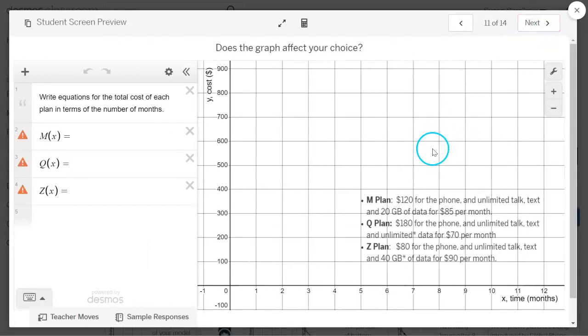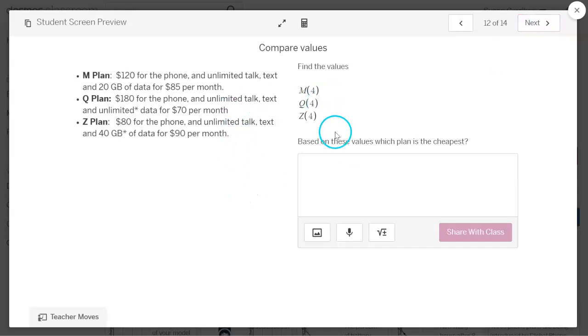And then on this one, they're going to graph the 3 plans here, and your function here is in terms of the number of months. So the data is irrelevant, and I'm sure that's going to be a focus for some students, but that's not what we're comparing here. We're just going by the cost of the plan as a function of the number of months. And then once they've done that, they're going to evaluate the function that they created for each of the plans, and then tell me which is cheapest based on that equation.